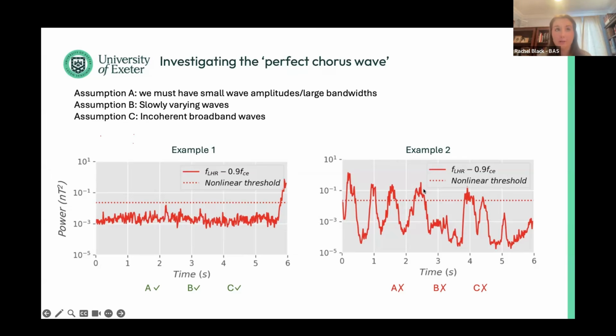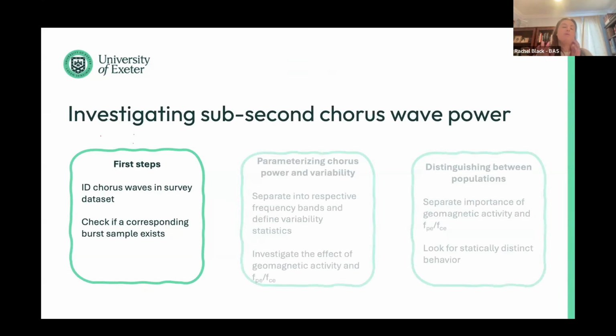However, in example 2, you can see that where the location of the rising tones is, we're consistently going orders of magnitude above this nonlinear threshold, and there's significant variation within the power. And again, from the spectra, we know that we don't have broadband waves given those rising tones. We wouldn't have been able to see this had we not had the burst mode data.